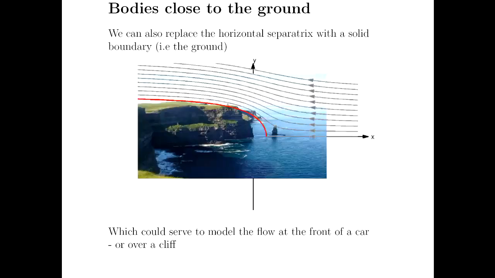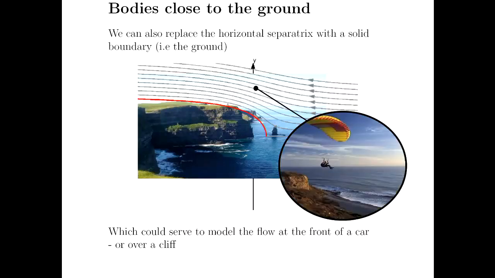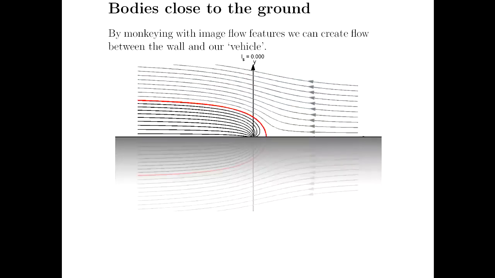So if I have a photo of the Great Ocean Road, it looks like we're modeling the flow over a cliff at Great Ocean Road. And along these streamlines here is one of your friends paragliding and parasailing. So we can also play around with our source.